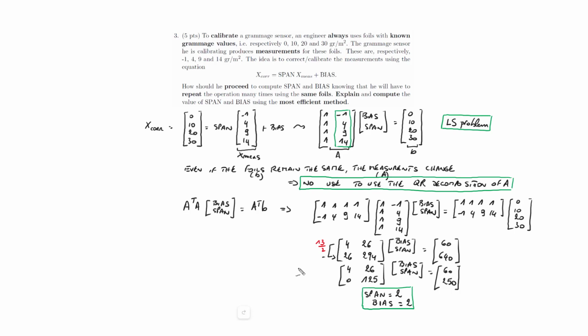And two unknowns, right? So the easiest thing to do to solve this system of equations is to produce a zero below the pivot over here and to do back substitution, right? If you do this, you obtain a very easy equation to solve. You see that the span is equal to 2, and once you have identified the span, you can easily identify the bias. And here you can see that both the span and the bias are equal to 2.